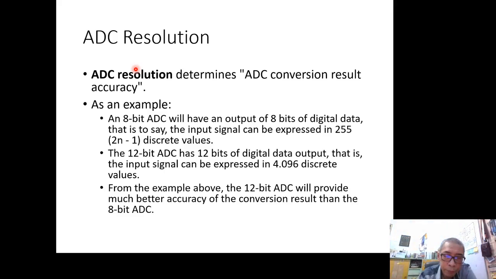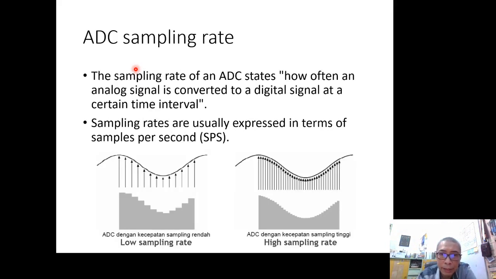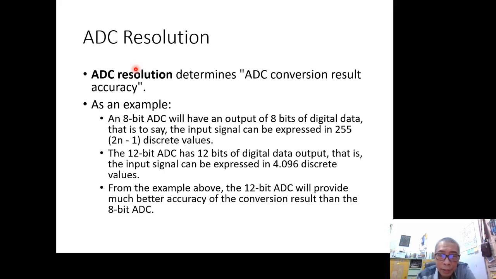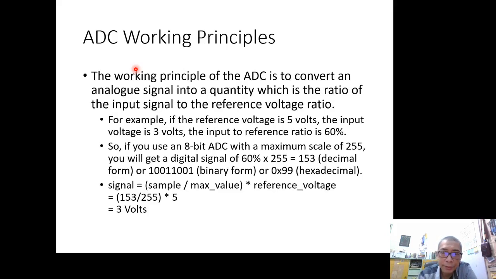So you need to pick your resolution and also the sampling rate, because if you want accuracy, you have to use a high sampling rate, and also you need more bits of ADC resolution, because ADC resolution determines ADC conversion result accuracy. Okay, next, the ADC working principles.